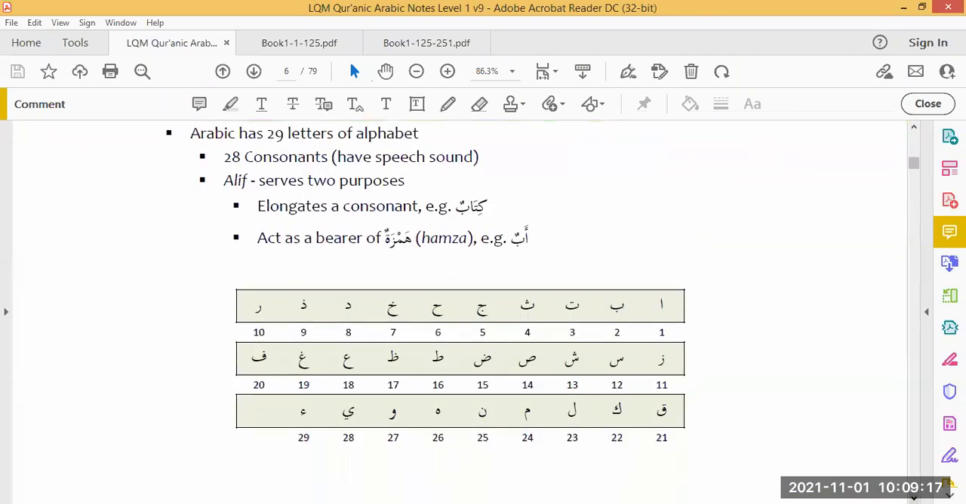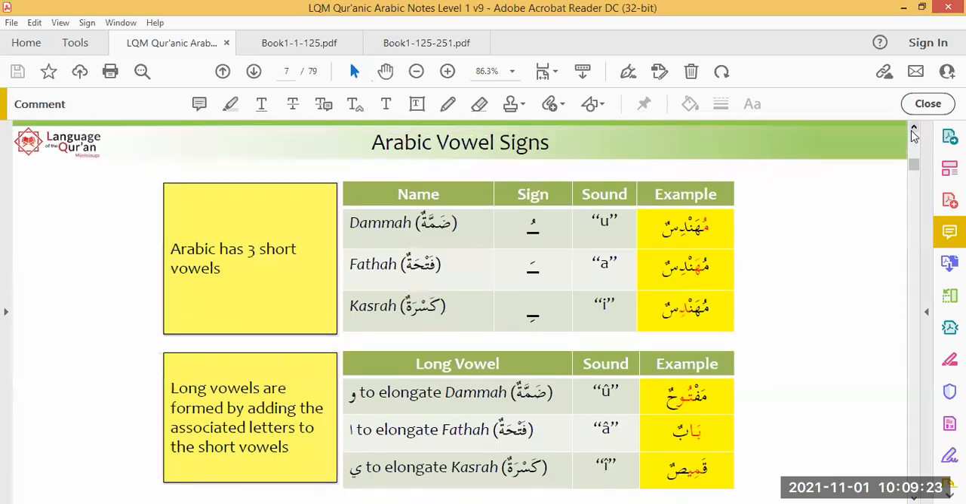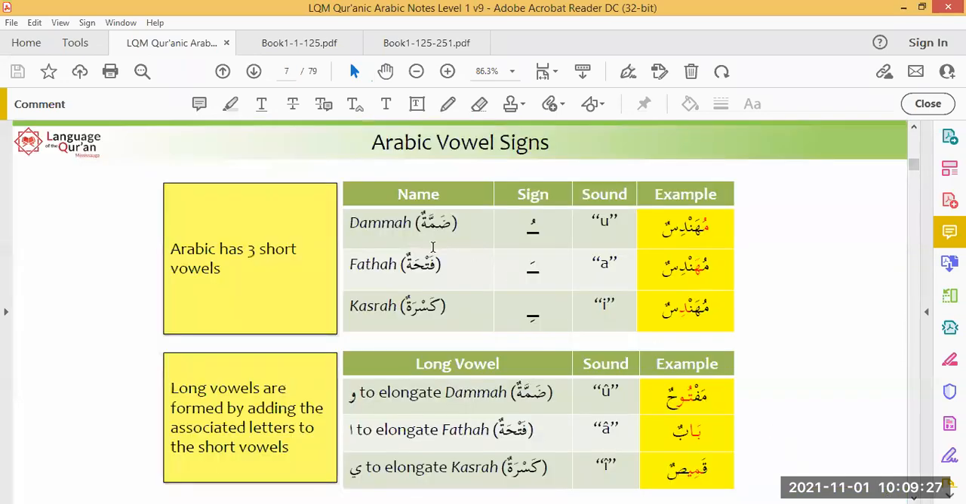There are 28 letters in the Arabic alphabet. Most of you are familiar with it, so we should move forward. Arabic vowel signs, we call them haraka. These are short vowels. Arabic has 3 short vowels.